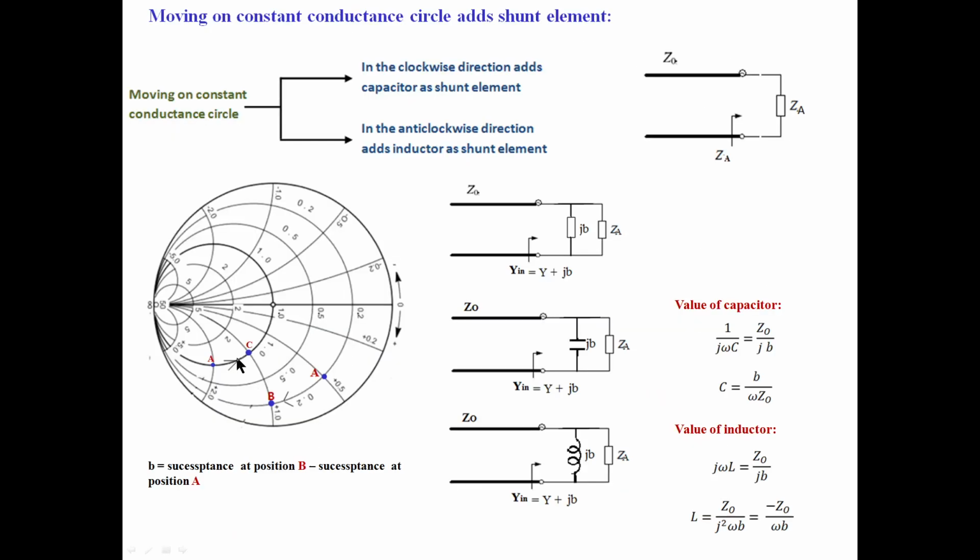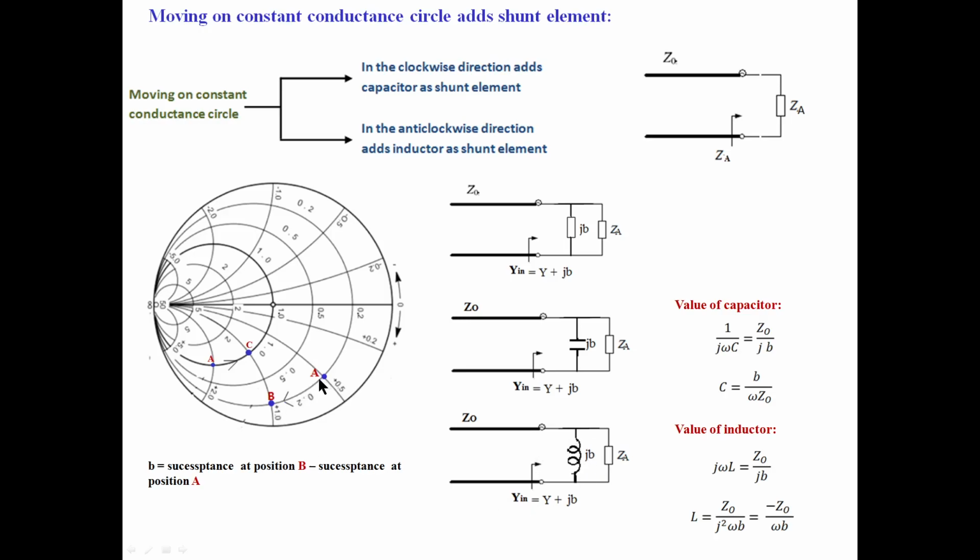Now, if you move on conductance circles, a shunt element will be added like this. Which shunt element? It may be a capacitor or an inductor. Moving on the conductance circle, either in the clockwise or the anti-clockwise direction, adds the shunt element. If you move in the anti-clockwise direction, here from A to C, that adds an inductor in shunt.